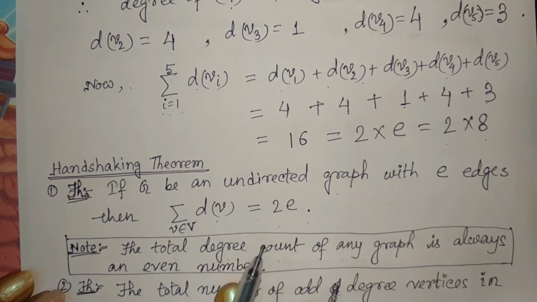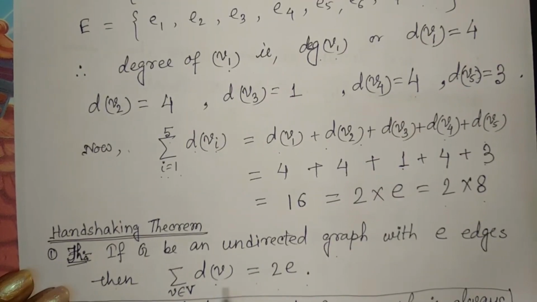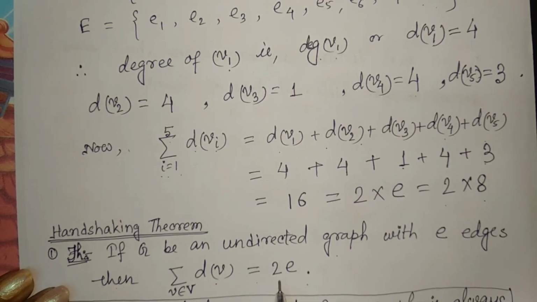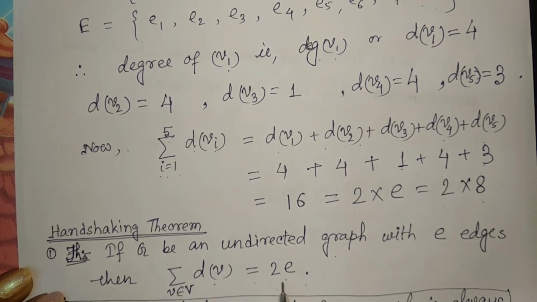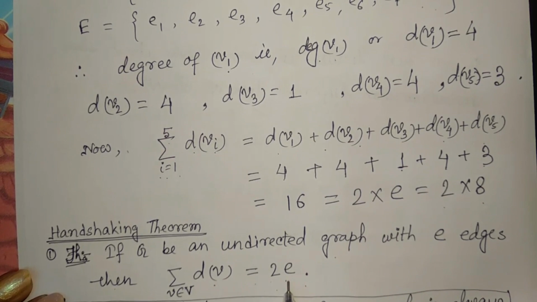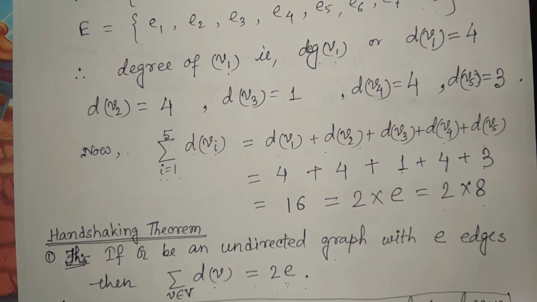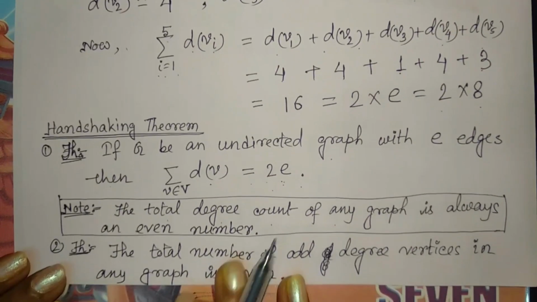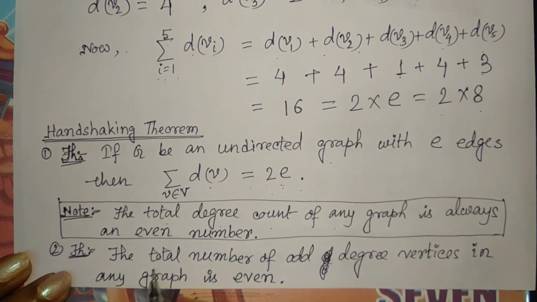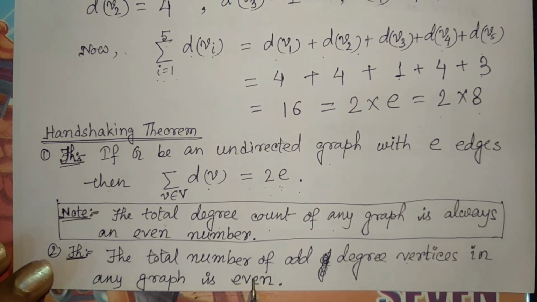And it is very true, because whenever we count the degree, it is always a multiple of 2. Whatever be the number of edges, it is a multiple of 2. So it is always an even number. From there, one more theorem we can draw, and the statement of this theorem is: the total number of odd degree vertices in any graph is even.